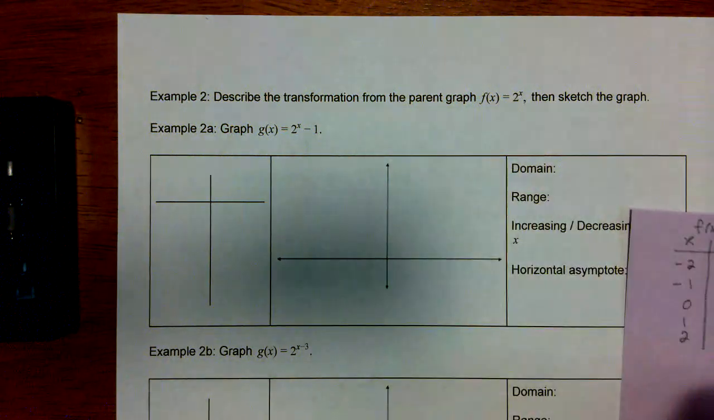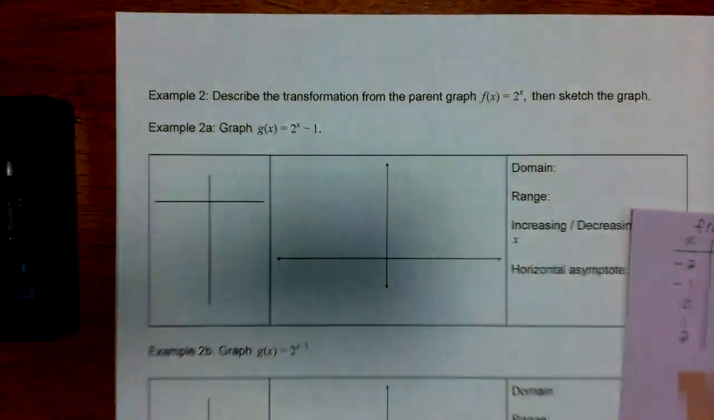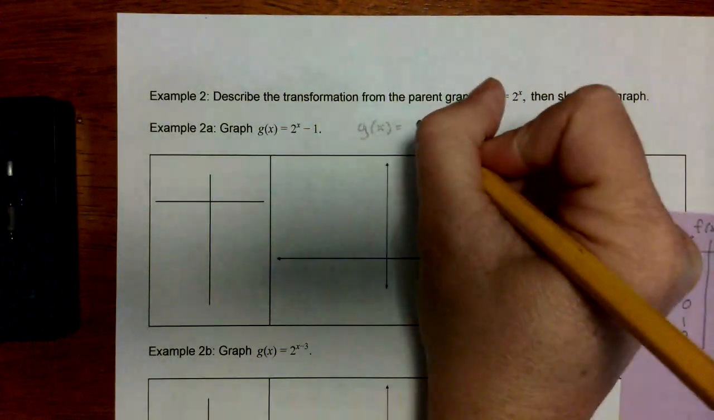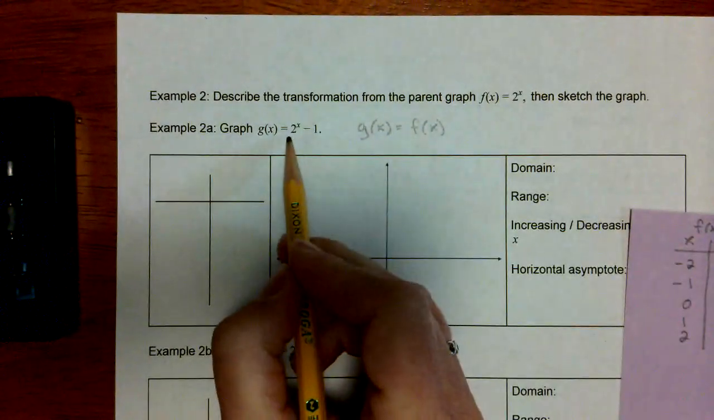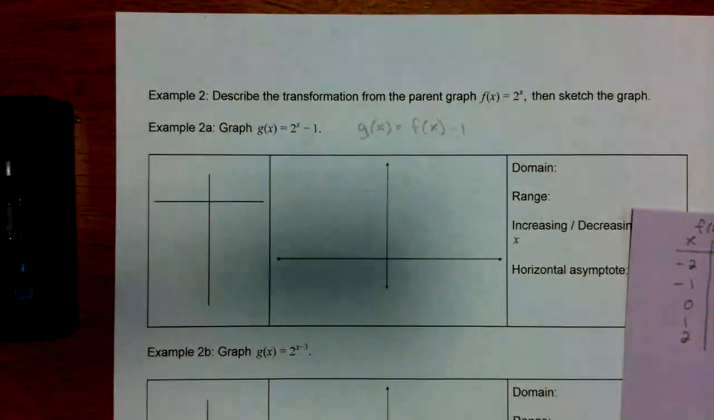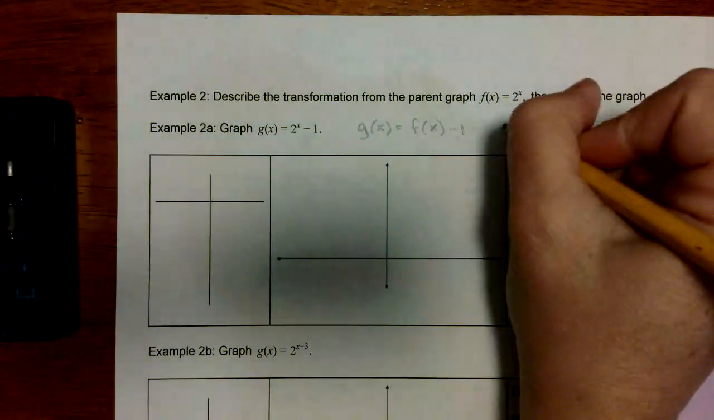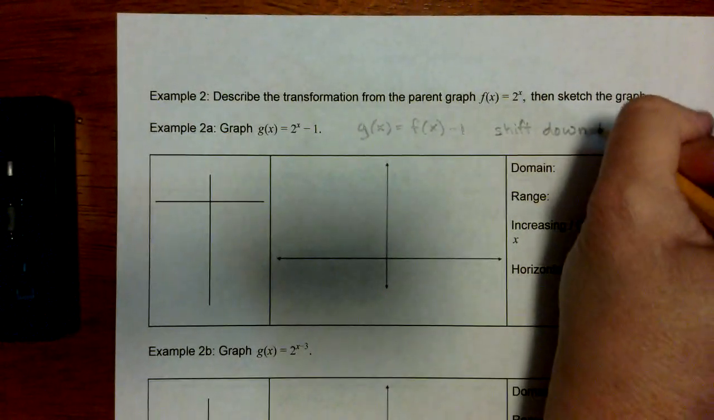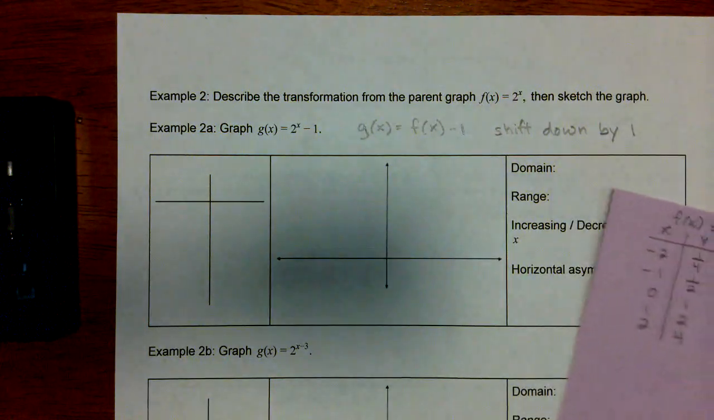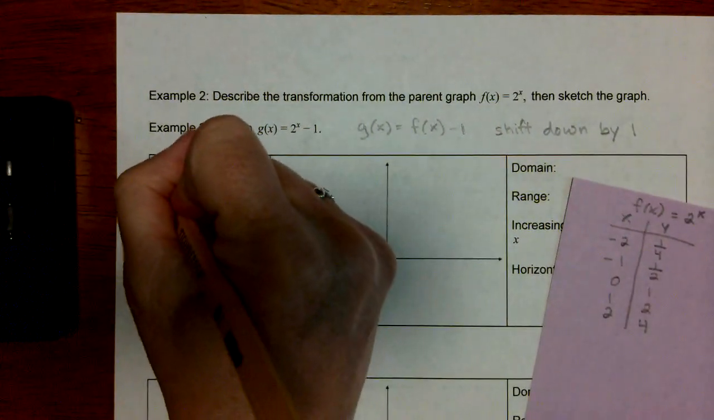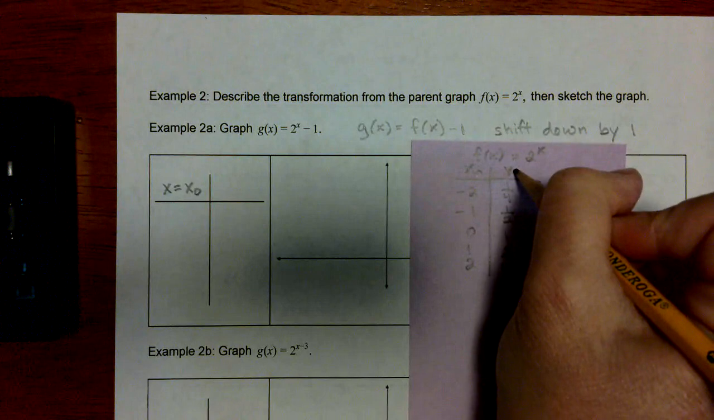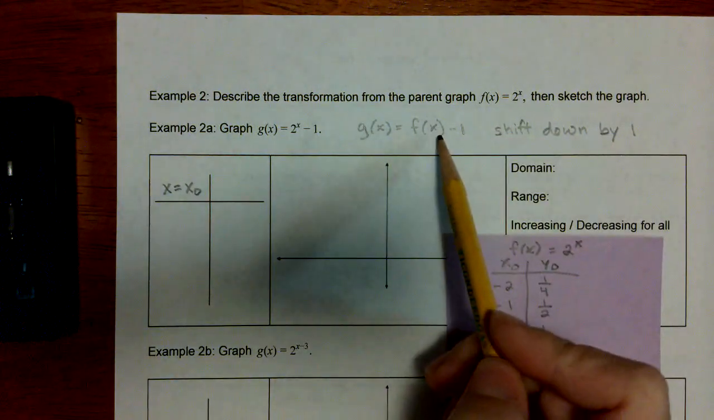Okay, so we need to look at this graph g of x equals 2 to the x minus 1, and we want to rewrite this in terms of f of x. Hopefully you can see that g of x equals our f of x minus 1. So this is going to be a shift down by 1. In that case, our x is the same as our original x, right? Here's my original x, my original y, because my input is not changing at all.